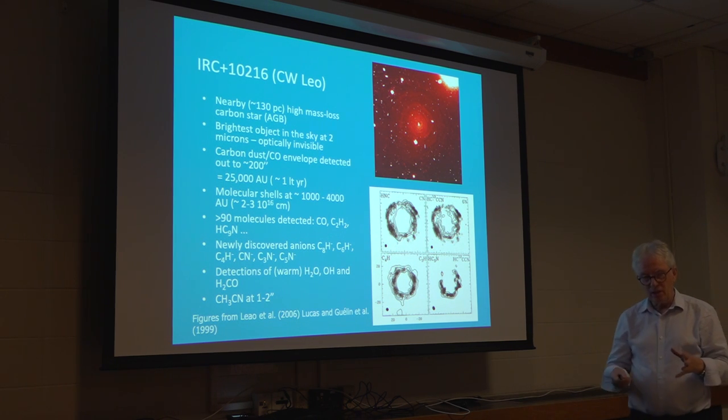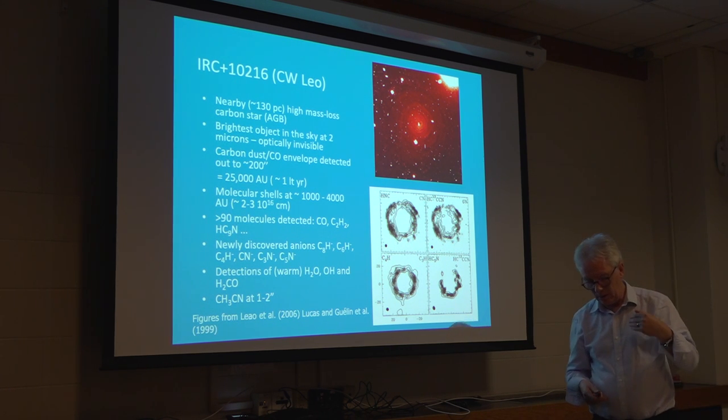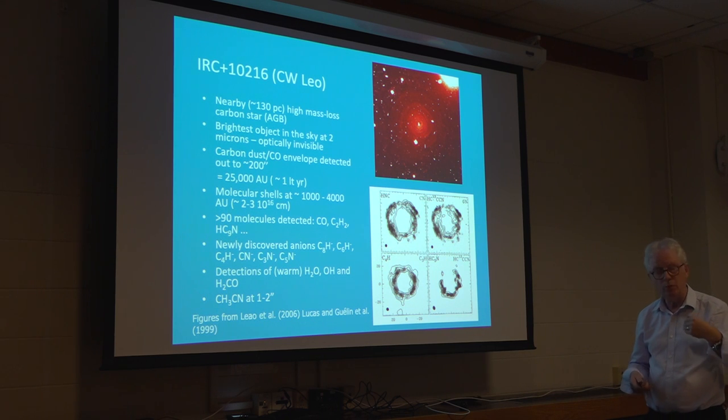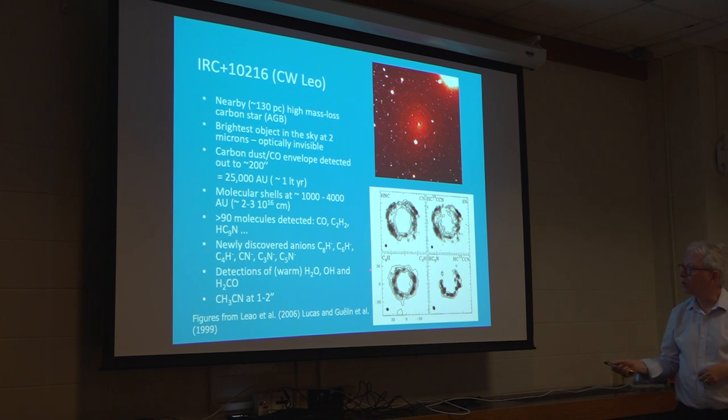All this sort of chemistry is generally reasonably well understood in terms of the flow of material from the inner regions of the envelope out to the interstellar medium, being processed by interstellar photons, which get absorbed, form radicals and anions, and these react as they flow out and form these new molecules.